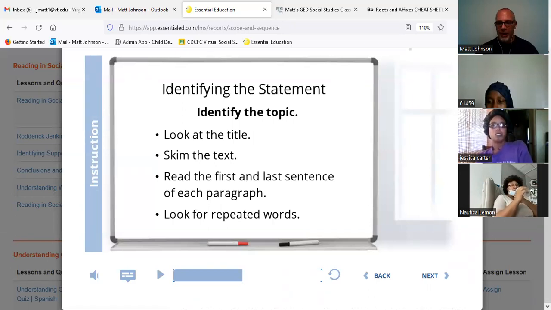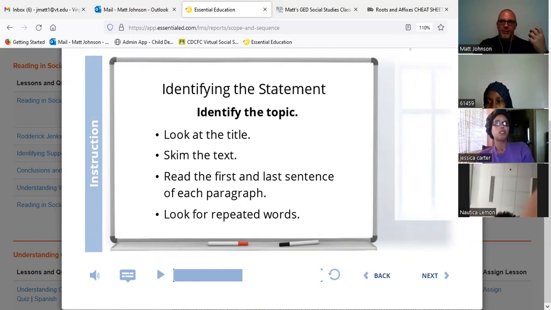And you can also look for repeated words. But as far as skimming it goes, you may not have time to come back and read it again. You may only have one opportunity to read it. So make sure that you're focusing on the first and last sentence. Make sure you're focusing on repeated words. Asking yourself, it's an active process, what is this author trying to tell me? What is their purpose in writing? And then of course, what's the supporting details once you find that main idea?